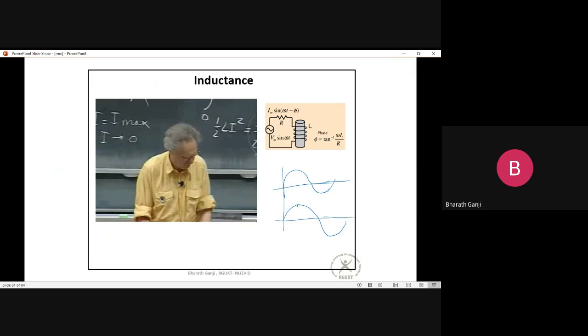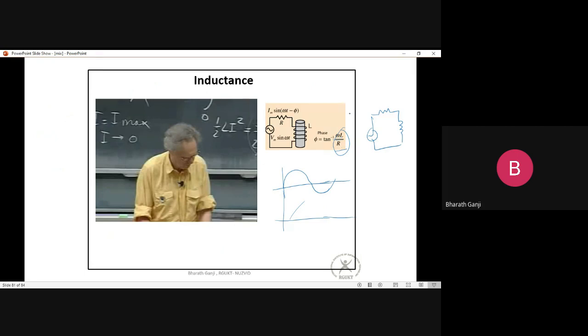So your current starts with a phase difference which is given by omega L by R. I guess you can know it from your circuit theory. It is not a difficult one to do. From here you can calculate what your output voltage or output current is, and you can see that there will be a phase difference of omega L by R.